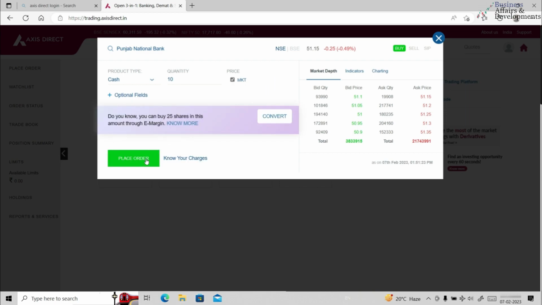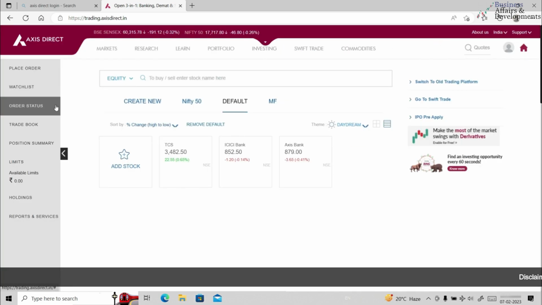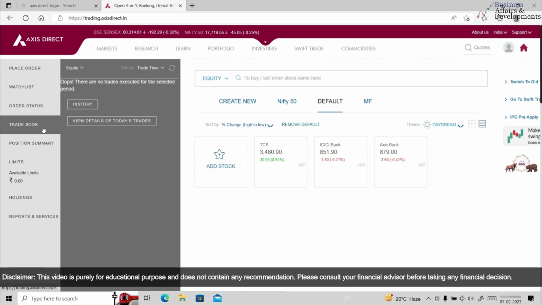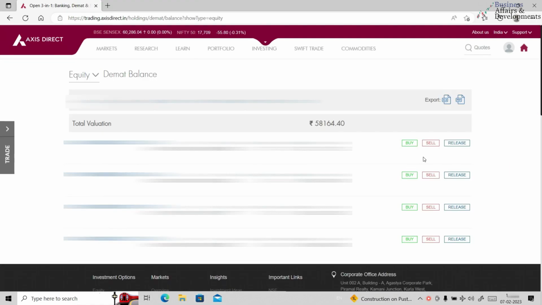By clicking on place order, the order will be placed and we can see our placed order in order status. And if the order is executed, we can find it in trade book. And on T+1 day, we can see our shares in holdings, stock limits. From here, you can also place a sell order for your existing stocks.